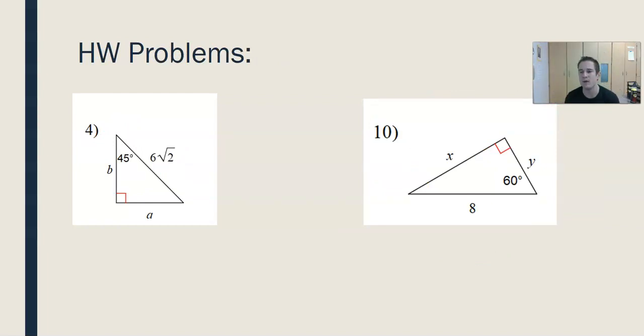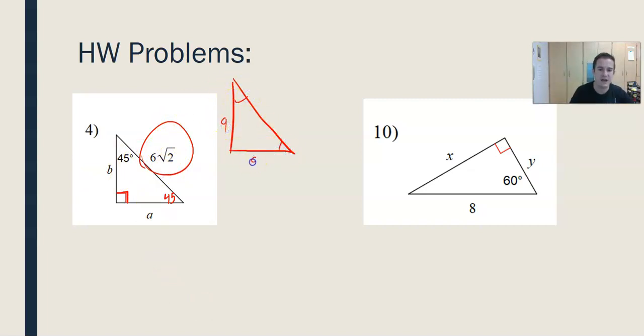Here's a couple problems from your homework. So if I have this, this is a 45, 45, 90 triangle, because I have 45, 45, and 90. So if this side right here is 6 times the square root of 2, if you remember our 45, 45, 90 rules, I have a, and a times the square root of 2. So if this is 6 times the square root of 2, this is going to be equal to 6. This is going to be equal to 6. So I have 6 and 6.